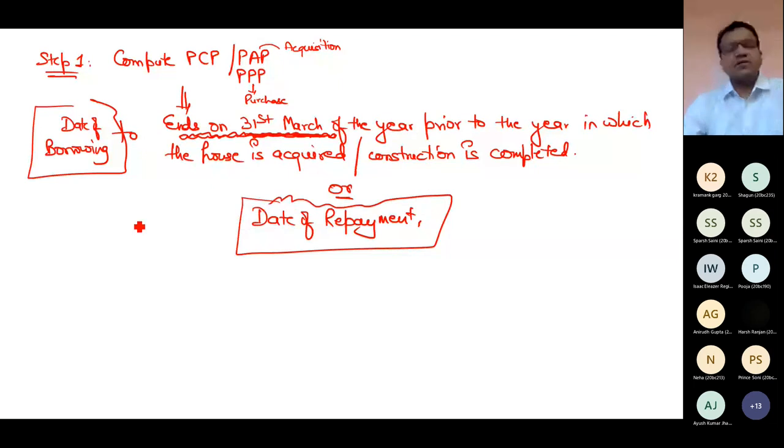But still, for more clarity, you must remember that the pre-construction period or pre-acquisition period starts from the date of borrowing and ends logically on this date. But with this 31st March, logically and conceptually, you have to check what the repayment date is, because the moment you repay the loan, there is no need to pay interest in future. So by default, this 31st March must be compared with the actual date of repayment. If repayment is before this 31st March, then the pre-construction period by default ends on the date of repayment. So whichever is earlier we take.